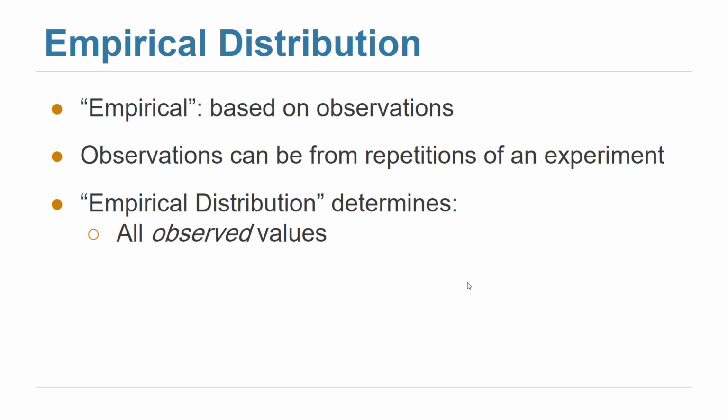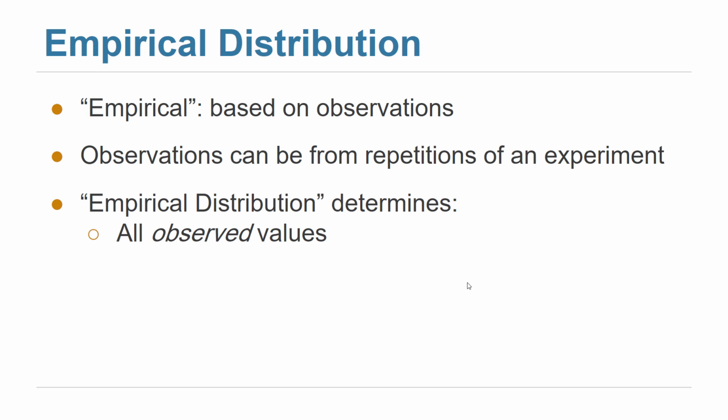What is the difference between possible values and observed values? Actually, it's the opposite of what you might think. Possible values, we know in advance. In the example that I told you, the possible values are 0 or 1 or 2, right?